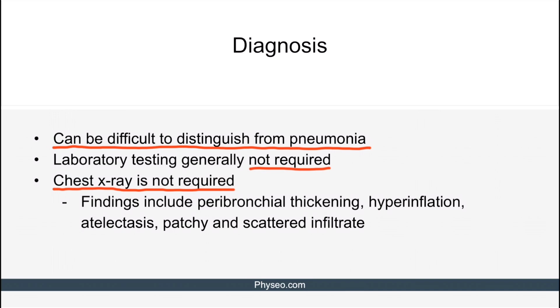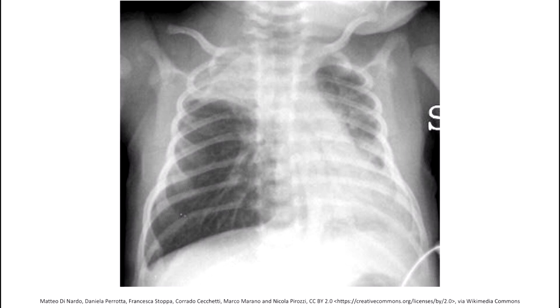If a chest X-ray is ordered, it may show peribronchial thickening, hyperinflation, atelectasis, as well as a patchy scattered infiltrate. Here is a chest X-ray of an infant with bronchiolitis, and we can see flattening of the diaphragm due to hyperinflation. There are also areas of atelectasis on this chest X-ray, which can be seen as areas of opacification in the left lower lobe and the right apical areas of the lungs.